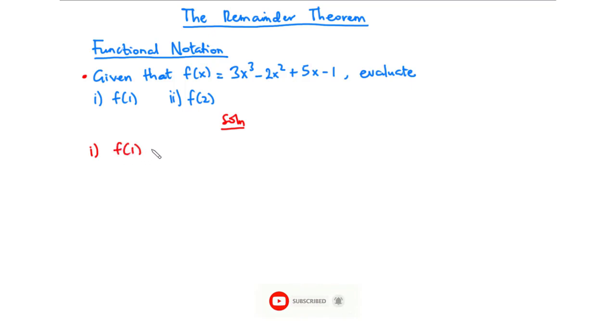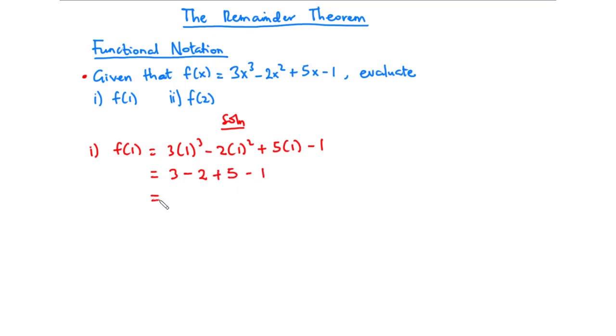So f of 1 is equal to 3 times 1 cube minus 2 times 1 square plus 5 times 1 minus 1. Now let's simplify this. 1 cube is 1, so 3 times 1 is 3. 1 square is 1. Negative 2 times 1 is negative 2. 5 times 1 is 5. And then we have negative 1. 3 minus 2 is 1. 1 plus 5 is 6. 6 minus 1 is 5. So it means that f of 1 is equal to 5.